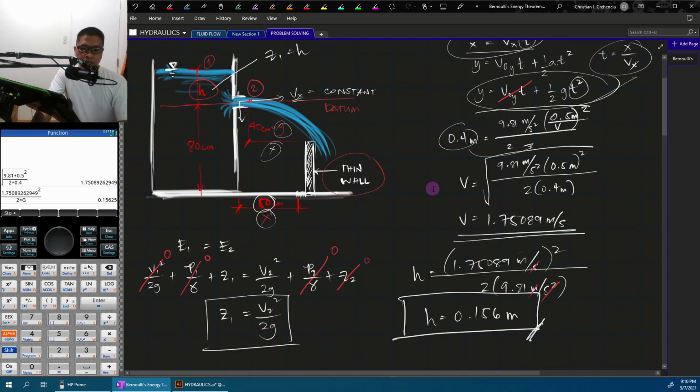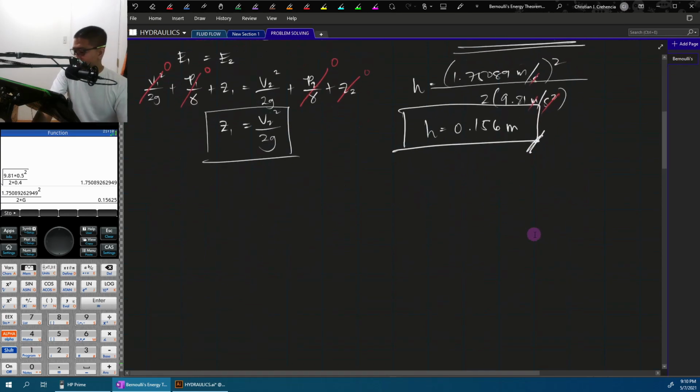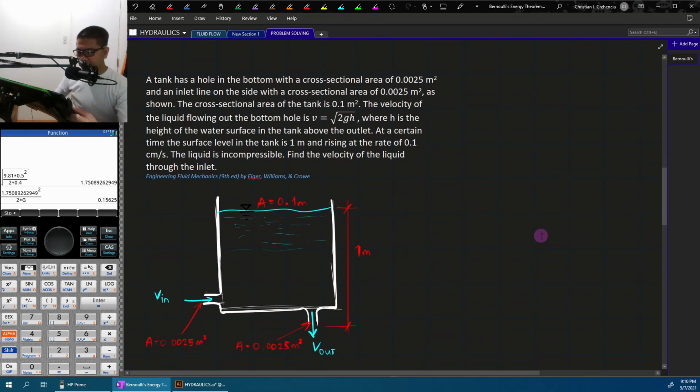Okay? So let's now proceed to the next problem. So this is actually squared. There is a tank with a hole in the bottom with a cross-sectional area given as 0.025 meters squared. And at our inlet, it is 0.0025 meters squared as well. And what we are looking for is the velocity of the liquid through the inlet. So this is what we are looking for.